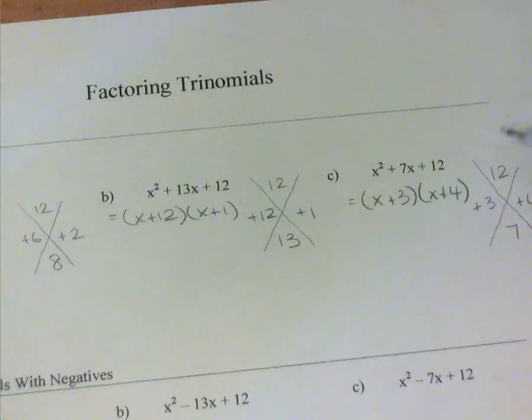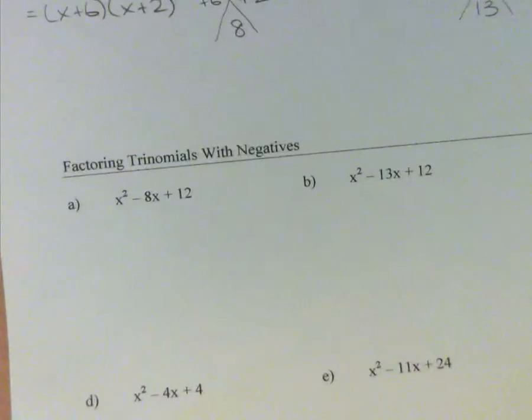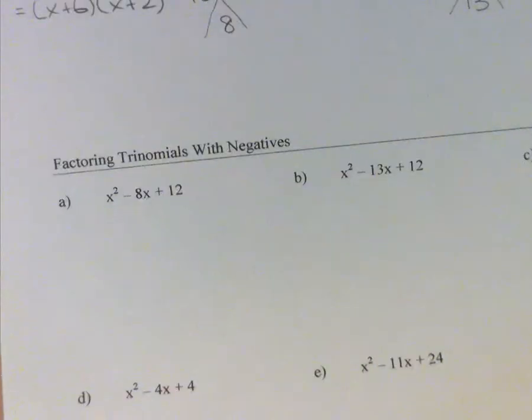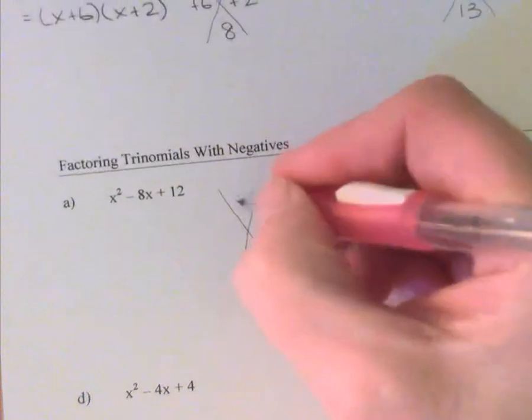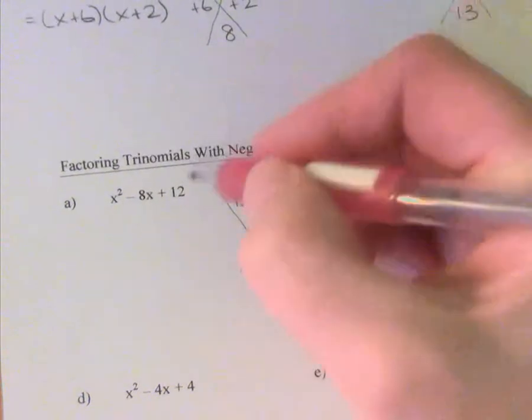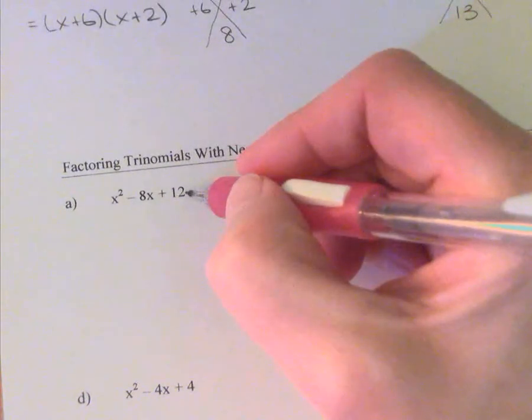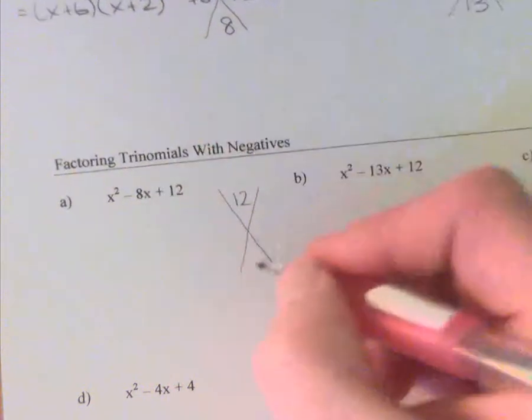But if you look at all of these, they also all had positives. We're going to go work with some negatives. So these are factoring trinomials with negatives. So I'm still going to make my x. I want a product of 12 and a sum now of minus 8.